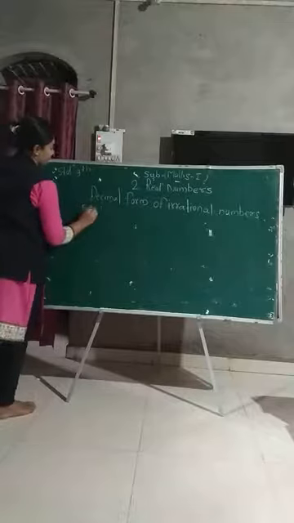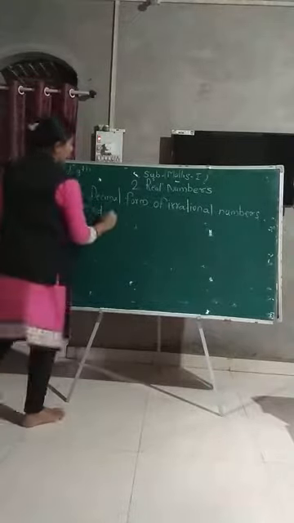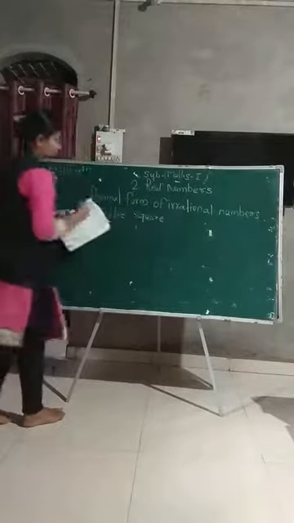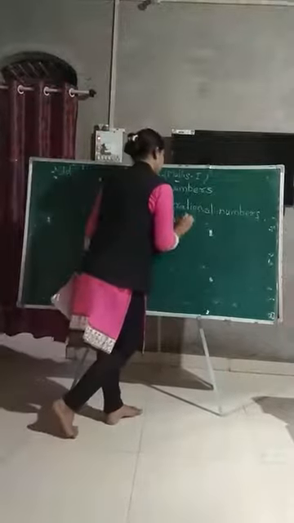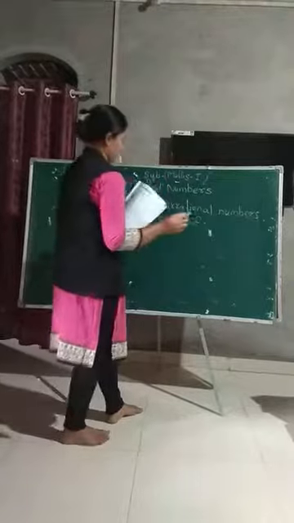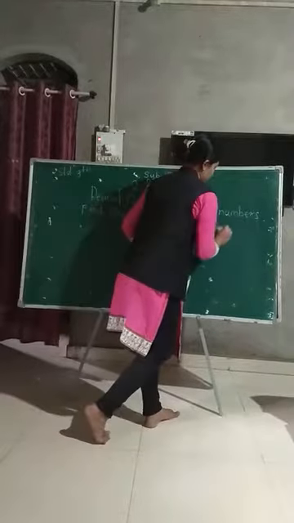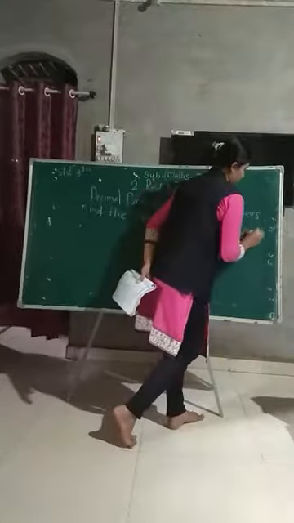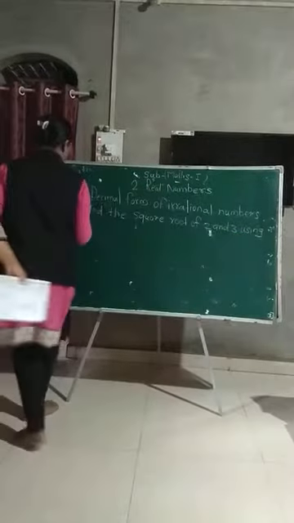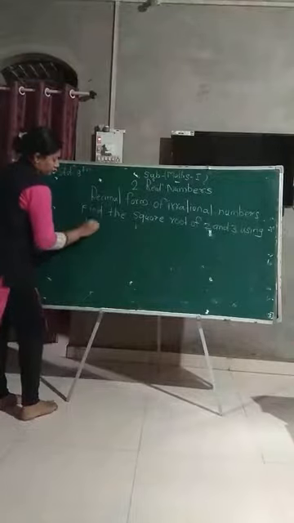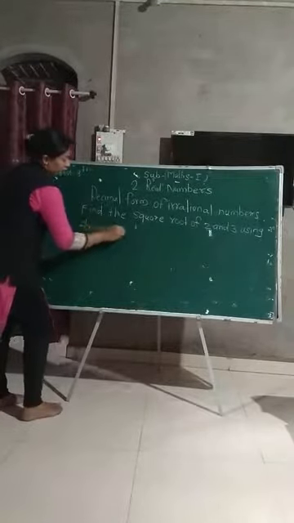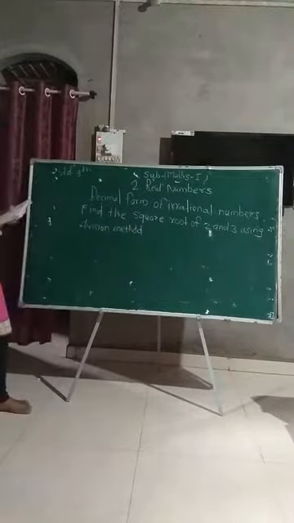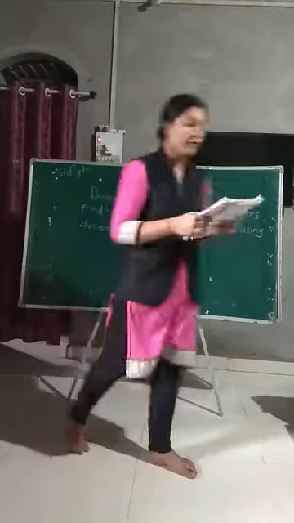Find the square root of 2 and 3 using the division method. Firstly, we find the square root of 2.